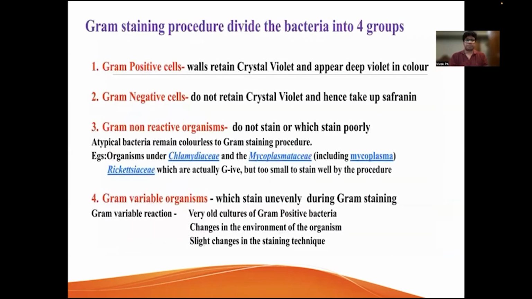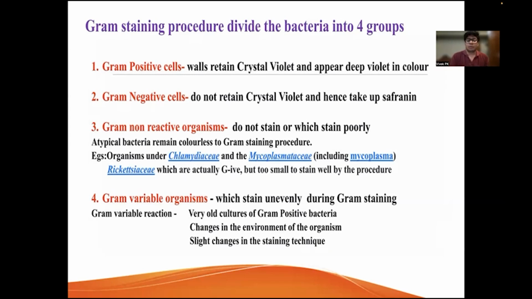So the gram staining procedure divides the bacteria into four groups. The first one is gram-positive cells. We know that gram-positive cells will appear crystal violet in color, while gram-negative cells do not retain any crystal violet and hence take up the safranin, and we know that they will appear pink in color.